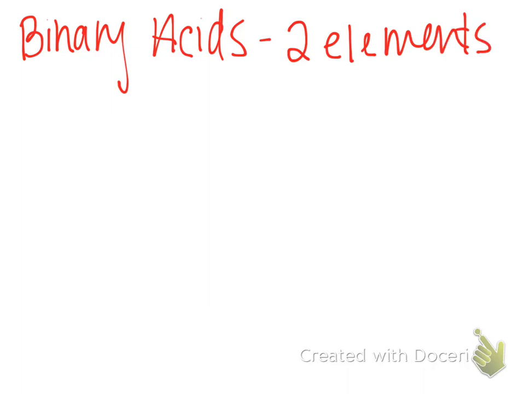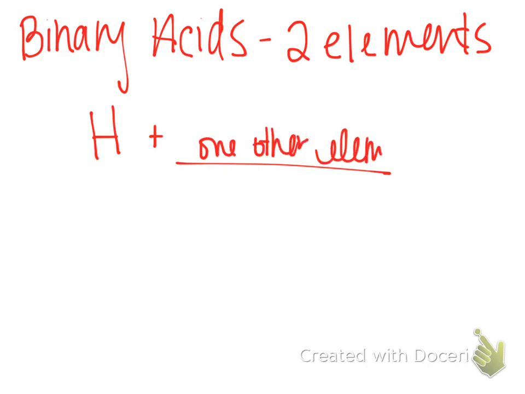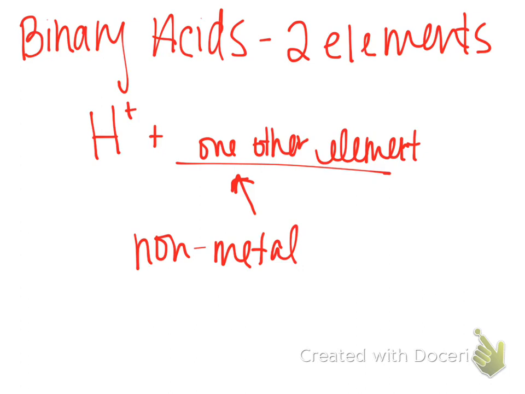And what does one of those elements have to be? It has to be hydrogen. So it's hydrogen plus one other element. If hydrogen is a plus charge, H+, this other element needs to be a nonmetal. It needs to have a negative charge if we want it to balance out.